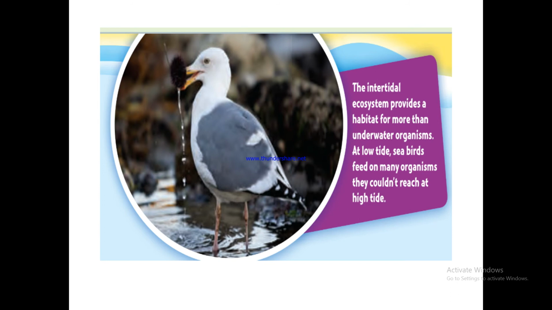Now, what is an intertidal ecosystem? It provides a habitat for more than underwater organisms. At low tide, seabirds feed on many organisms they couldn't reach at high tide. At high tide, you can only see water. You cannot see the ocean floor, those beautiful coral reefs or other fishes. So at that time, these ocean organisms are safe. But when they are exposed during the low tide, the birds can enjoy eating them.